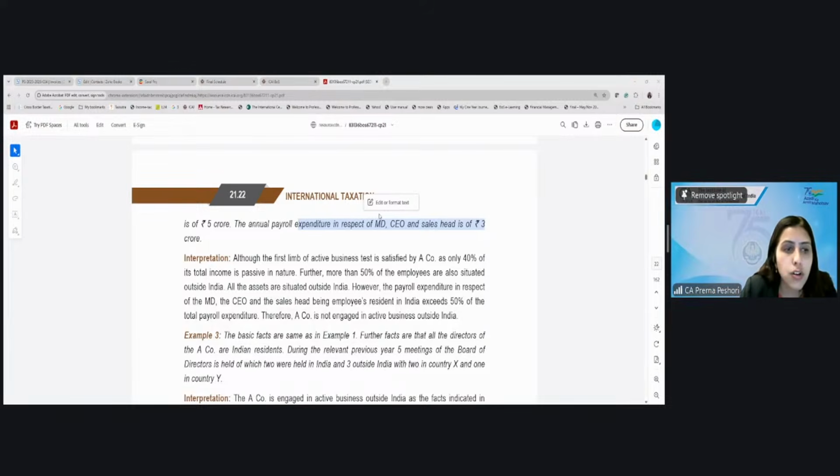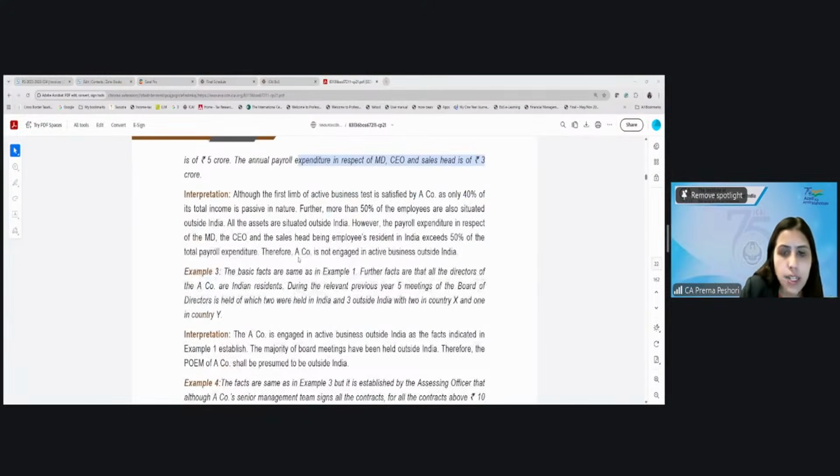Yes. So the active business outside India test is satisfied, as all the conditions are satisfied. And the majority of the board meetings are held outside India, and therefore, in that case, the POEM is outside.